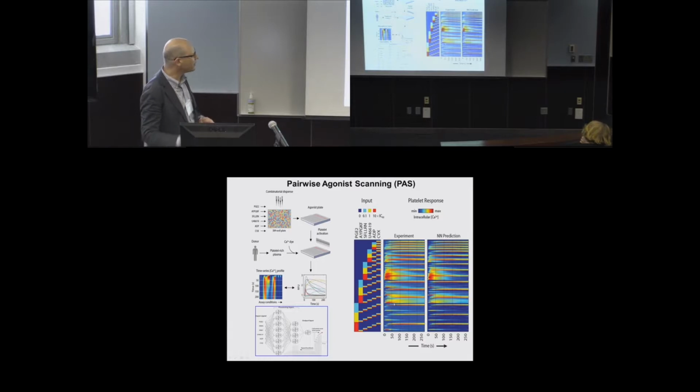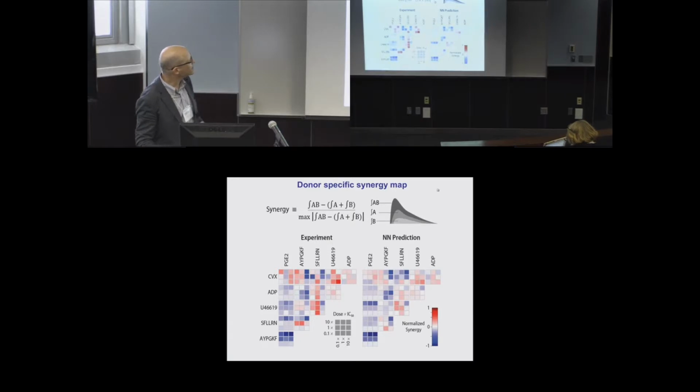And what we've shown, I won't show the data here, but it's in the publication, is that we can actually predict how the platelet responds to 3 agonists, 4 agonists, 5 agonists, 6 agonists. How does it respond to sequential stimulation? And what it's doing is it's building up a higher order prediction based upon the pair data. So we can actually predict synergies, trinary synergies, based upon the binary synergies. So what is a synergy?